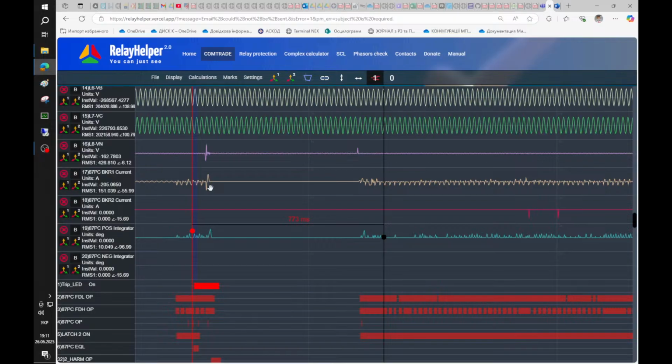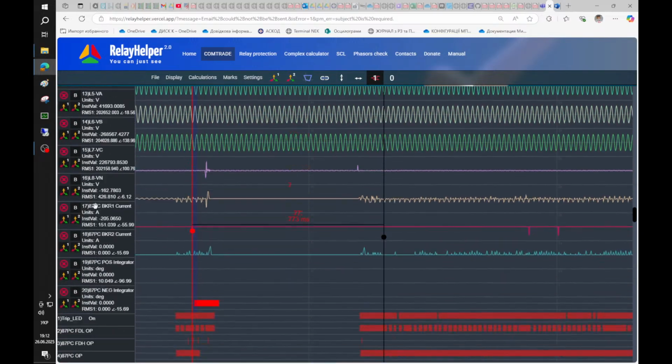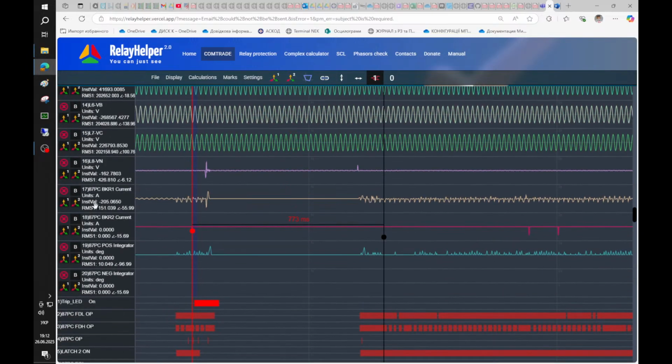and the problem was the IED sees currents and voltages a few times more than it should be, and the IED was sent to the factory. At the factory they said that the problem was with the main board.